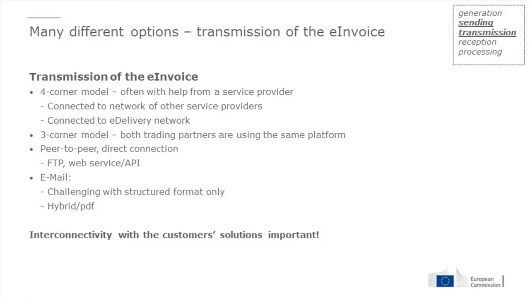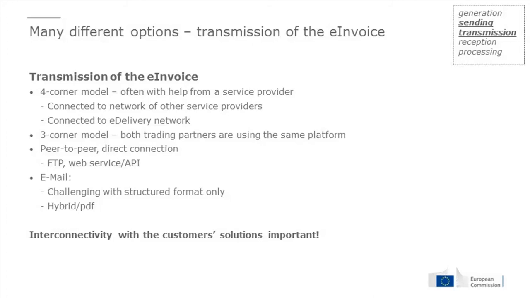Either to just leave it up to the market or up to each trading partner relationship, or there can be some more centralized policies on this. When talking about transmission, sometimes we use the concepts of the four-corner model, three-corner model. The four-corner model is when the buyer and the seller each get help from a service provider. So through a service provider, you connect to a network with other service providers. An example of this is Peppol, which is an eDelivery network where service providers offer connectivity.